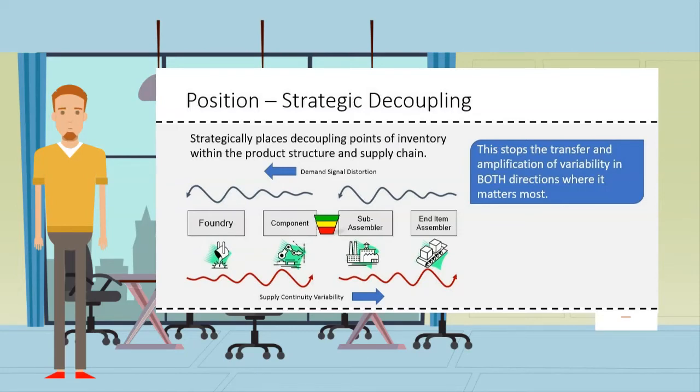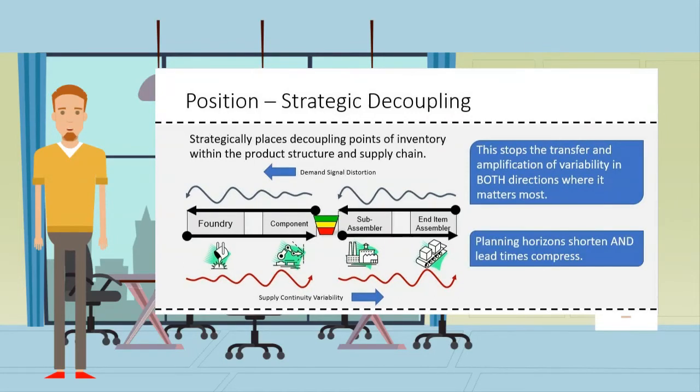Secondly, any supply continuity variability going down the supply chain also stops dead at the buffer, as the buffer always has inventory availability. The variability will start up again on the demand side of the buffer. The third effect is that planning horizons shorten and lead times are compressed.